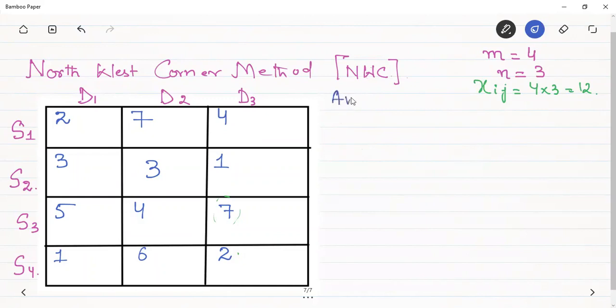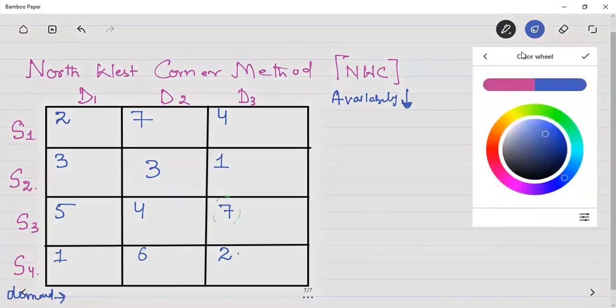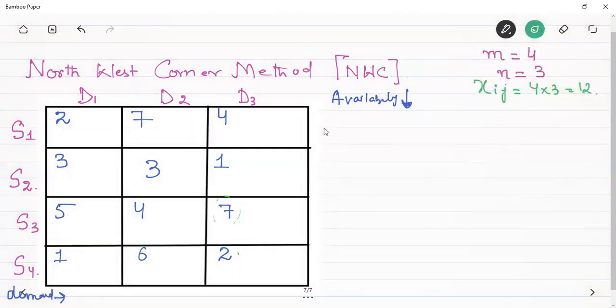Here I write availability. This is availability, and this is demand. We show demand from here, okay? So I will write in this question what the availability is. It is 5, this is 8, this is 7, this is 14. Okay, sum these up and tell me what the sum of their availability comes to.